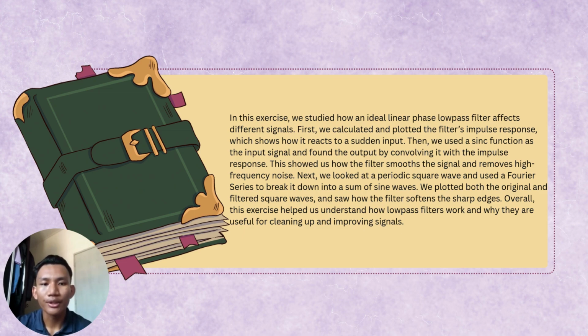Next, we look at a periodic square wave and use a Fourier series to break it down into a sum of sine waves. We plotted both the original and filtered square wave, and we saw how the filter softens the sharp edges. Overall, this exercise helped us understand how low-pass filters work and why they are useful for cleaning up and improving signals.